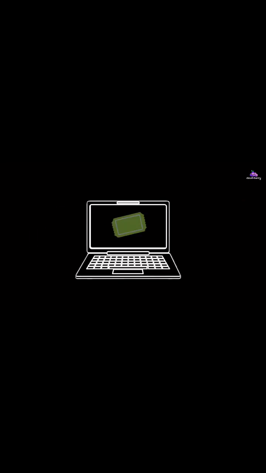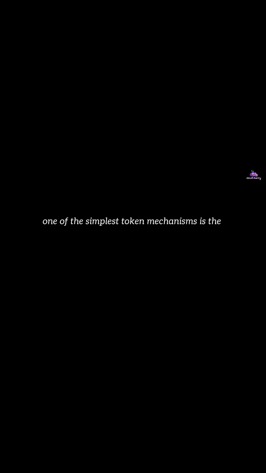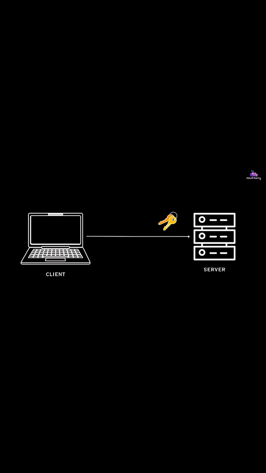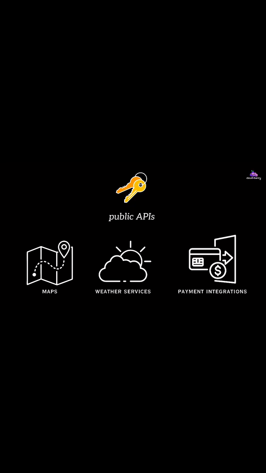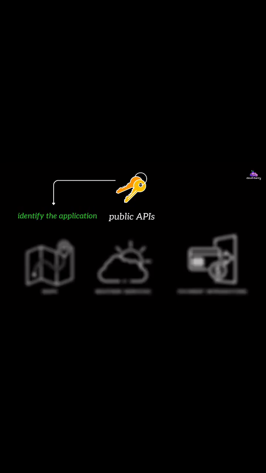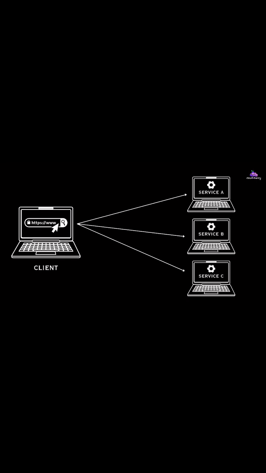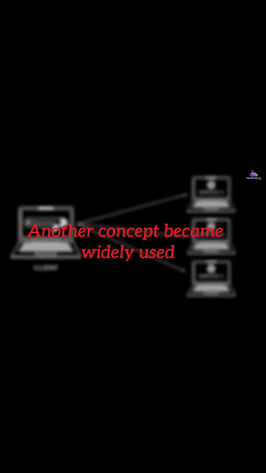To avoid storing login state on the server, modern systems often use tokens instead. One of the simplest token mechanisms is the API key. An API key is a unique identifier assigned to a developer or application. The client includes this key with each request, so the server can identify which application is calling the API. API keys are commonly used for public APIs, such as maps, weather services, or payment integrations. However, API keys usually identify the application rather than the individual user, so they are often combined with other security mechanisms.